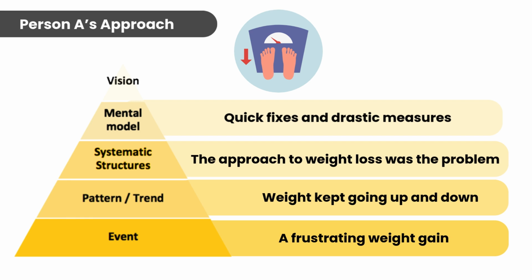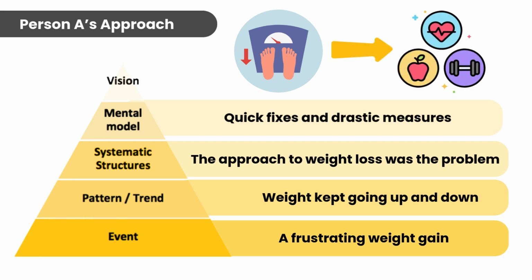After the roller coaster pattern, they realized that quick fixes weren't working. Their mental model evolved to understanding that sustainable weight loss is about long-term lifestyle changes and consistency. They needed to think about healthy habits, not just temporary diets.